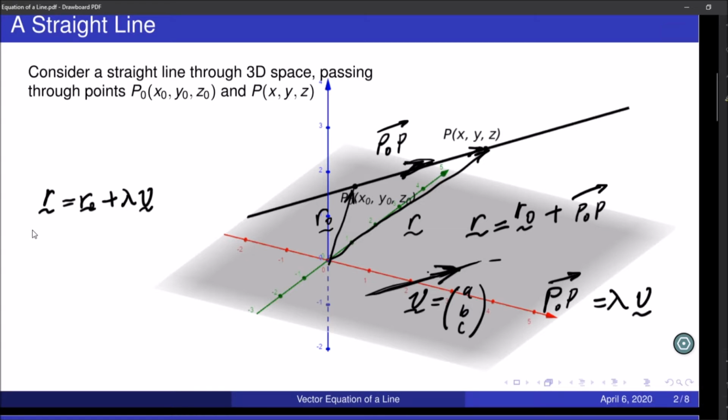So for a specific value of R0 and V, by varying the value of lambda, you can get to any point. For example, you're starting from here and you go in the direction of V. If lambda is large, the second point R is far away. If lambda is small, the second point is close. So this whole thing defines all the points on a straight line.